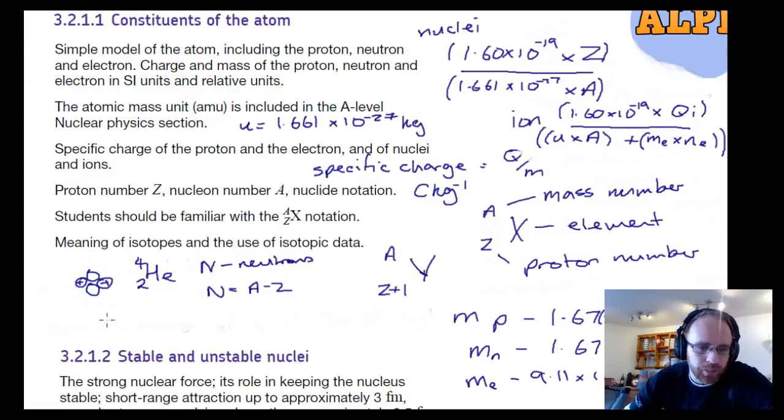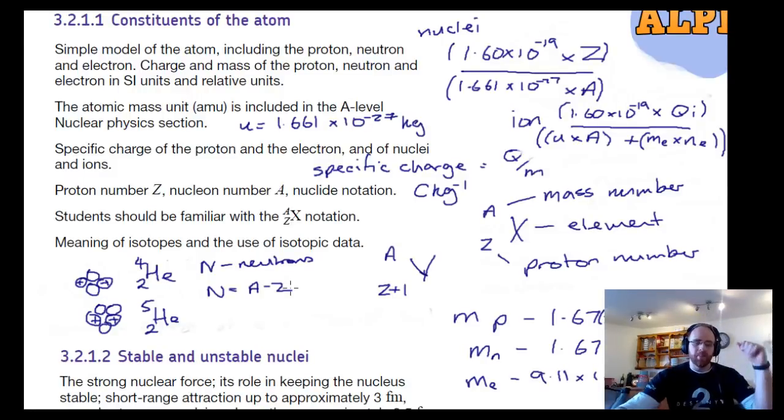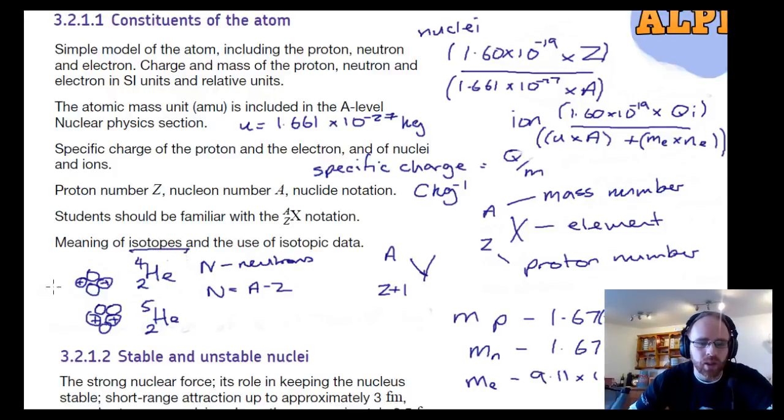If we've got an isotope, then we might have 2 protons, but 1, 2, 3 neutrons. So we've got the same element, He, all elements of the same type have the same proton number, and then we've got 5 this time for our mass number. So isotopes is a definition that comes up quite regularly. Isotopes are elements with the same number of protons but different numbers of neutrons. So helium-4 and helium-5 might both be isotopes of helium.